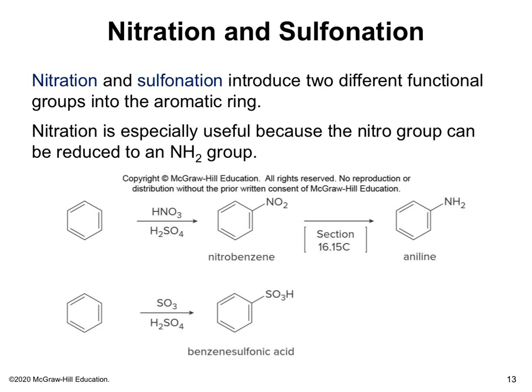Nitration and sulfonation. So this is when you have nitric acid and sulfuric acid. This is going to be your electrophile that I want to be able to see. And then what happens is you draw in your hydrogens here, and you're going to make your sigma complex.